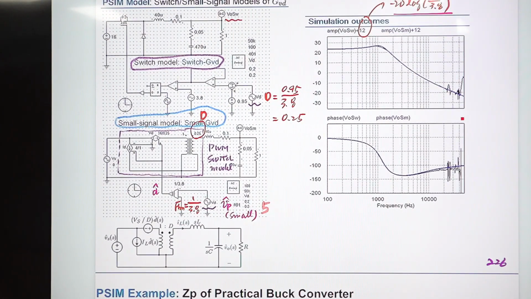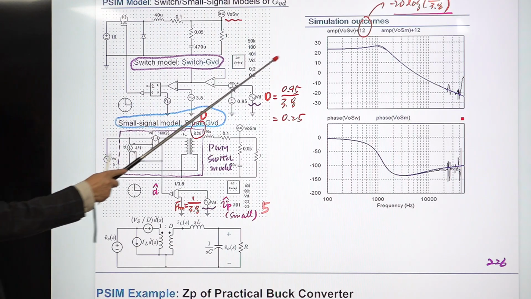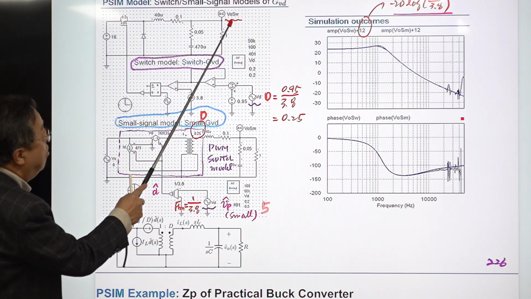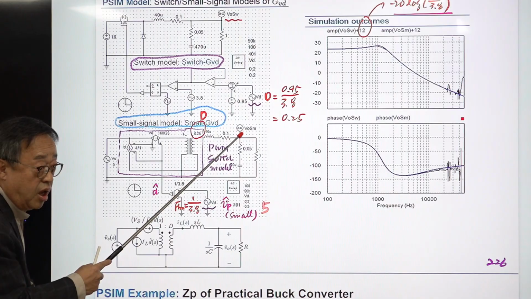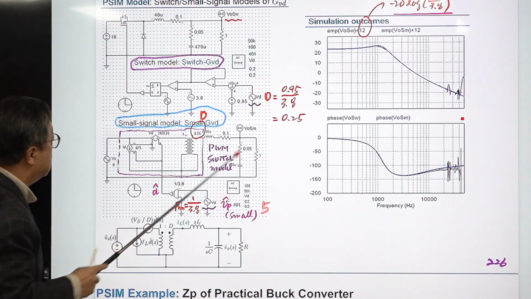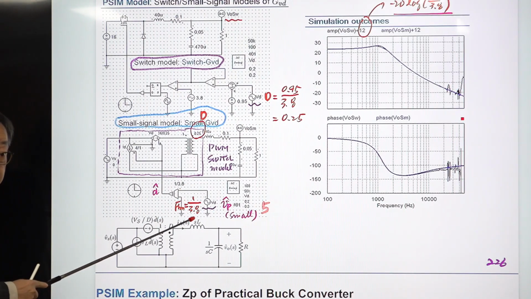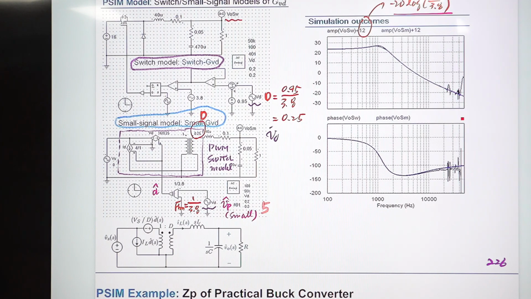Here, this one is the output voltage of here, the output voltage of here, and you need to consider this modulator gain, all right? Because what you are seeing here is this, for example, this one, VD, which is the same as VP.